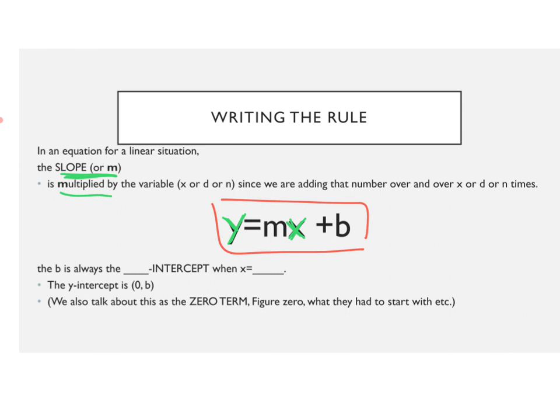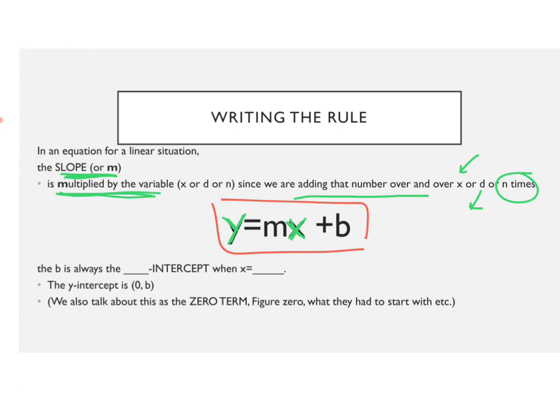And the slope is always going to be multiplied by the variable x or d or n, since we're adding that number over and over x or d or n times. So n, for example, was our figure numbers when we're looking at linear tile patterns. We might be talking about the number of days that we're saving money or the number of times that we do something. So the x and the m are always next to one another because they're multiplied.